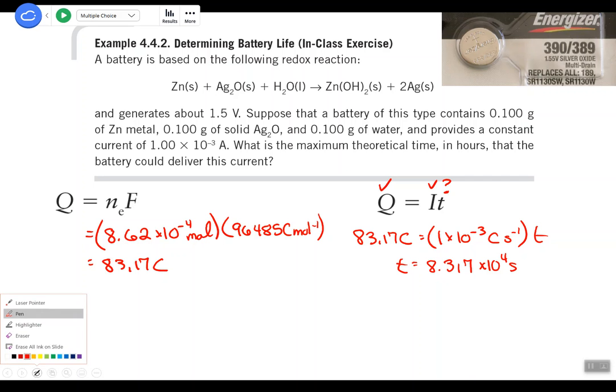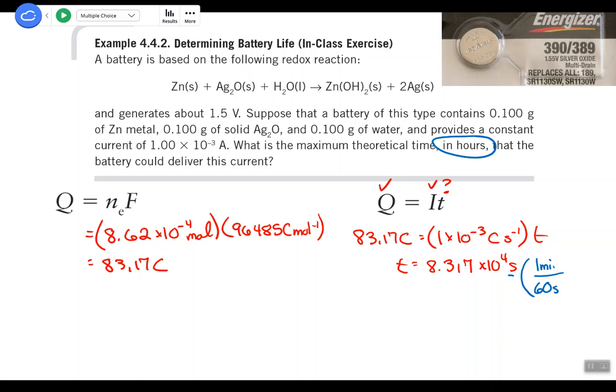This gives me the value in seconds, but the question asks me to solve for the time in hours. So I'm going to use my unit analysis. I know that 60 seconds is 1 minute, and 1 minute, or 60 minutes, is 1 hour. This gives me 23.1 hours. So that's how long this button battery can last based on this very low amount of current.